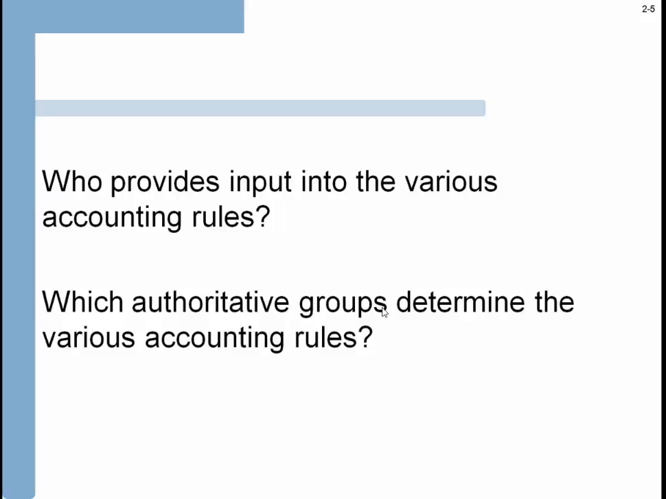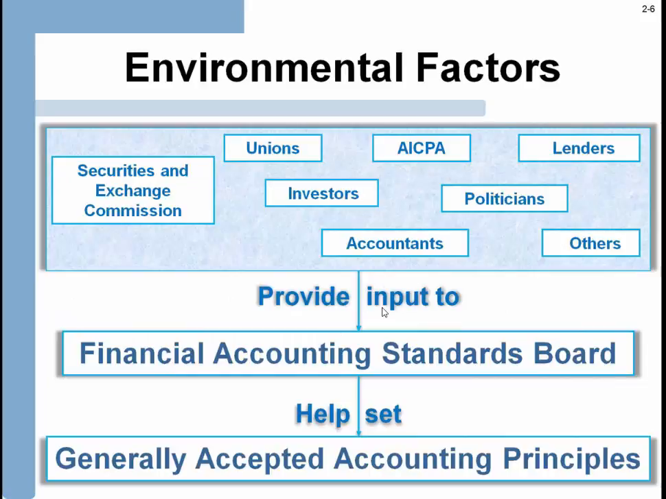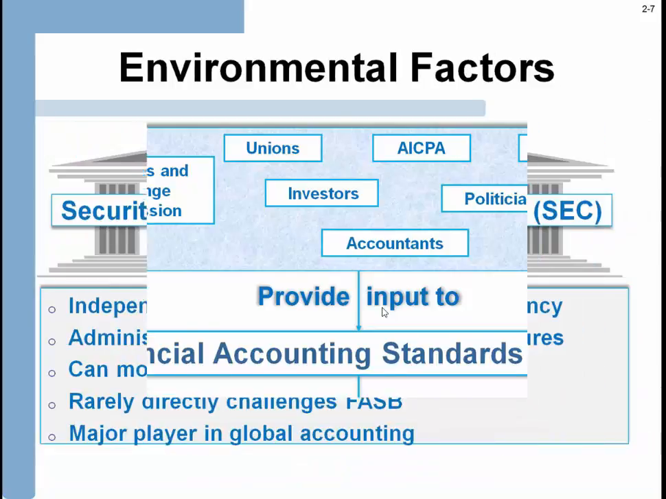Who provides these rules and who governs the rules? Well, there's several different groups. There's environmental factors that drive those rules. If you look at this particular slide, all the way at the bottom, the generally accepted accounting principles, even though the arrows point down, what it's really saying is those principles are established based off of input from the Securities and Exchange Commission, unions, investors, AICPA, all of this up in the box at the top. They give guidance to the Financial Accounting Standards Board, who help set the rules that govern accountants when they do financial statements in a business.